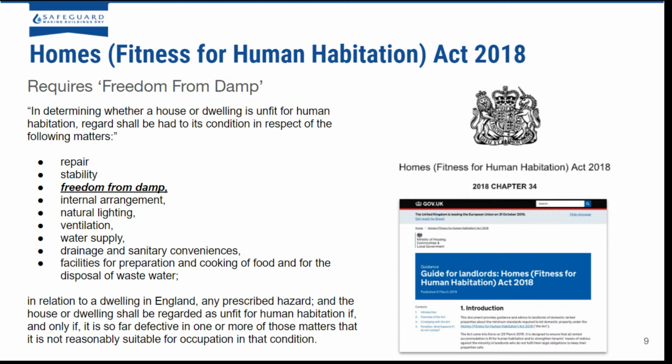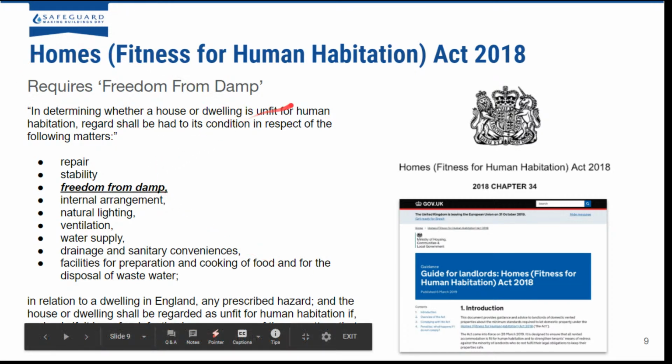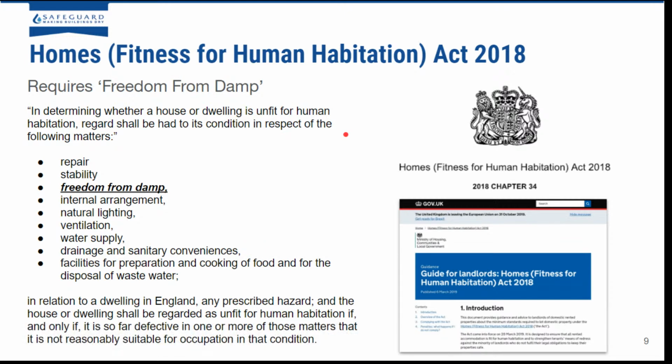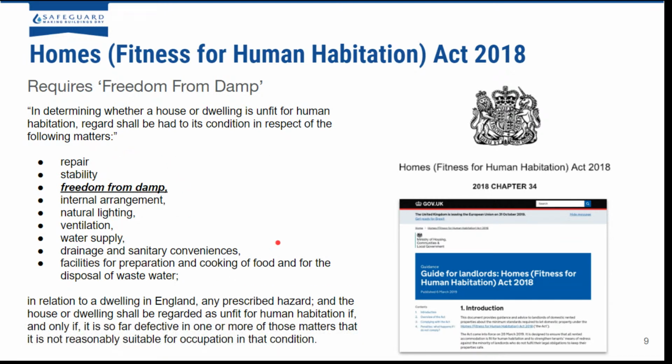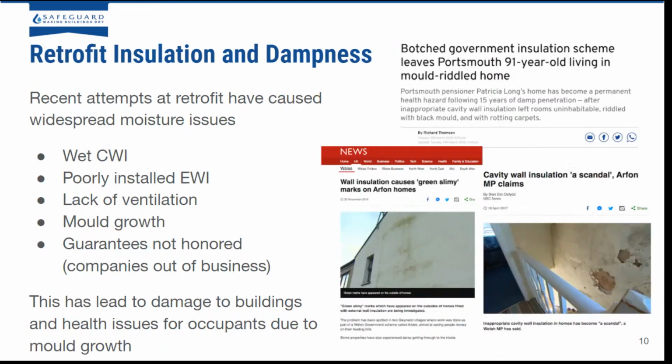So there's the Homes Fitness for Human Habitation Act, which came out in 2018. One of the main parts of this was that it requires freedom from damp for rental properties. So in determining whether a house or dwelling is unfit for human habitation, freedom from damp is one of those. And essentially if a tenant or occupier perceives that the building is damp, then it is defined as having a damp problem.